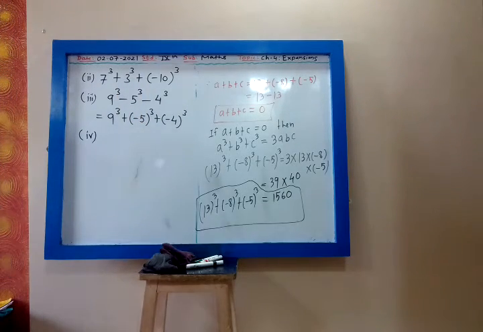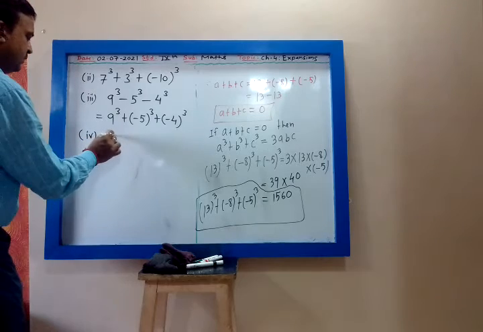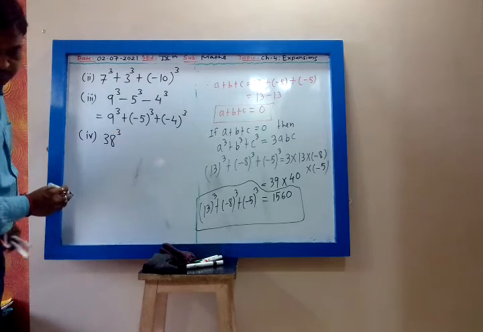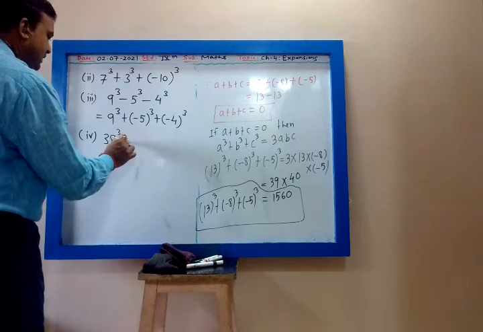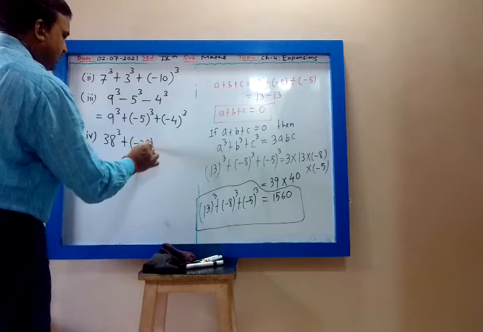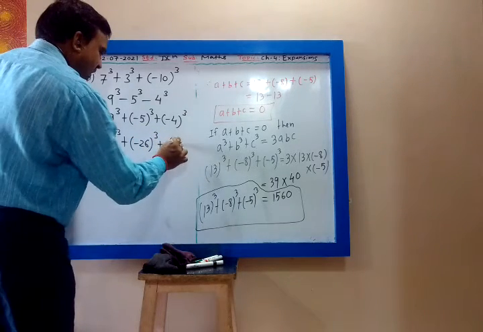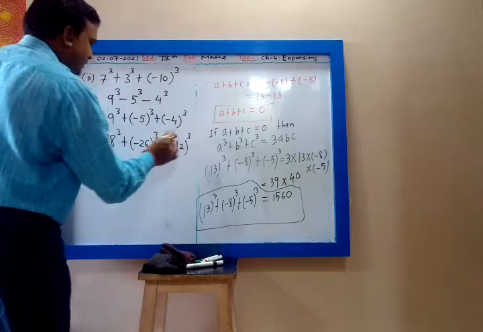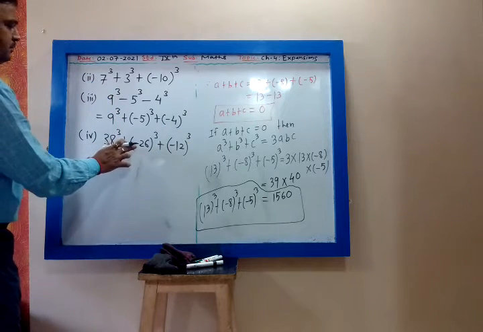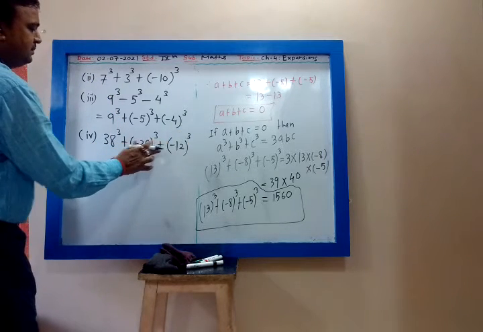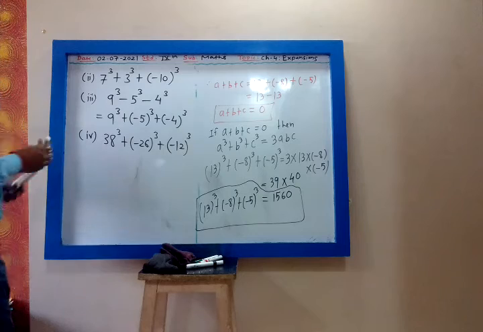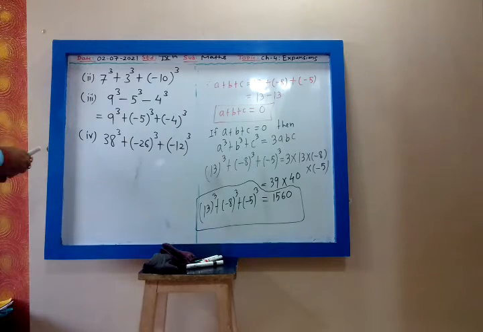Fourth one, 38 cube plus minus 26 cube plus minus 12 cube. Again you check whether a plus b plus c is 0. 38 minus 26 minus 12 is minus 38. Minus 38 plus 38 is 0. So a plus b plus c is 0.